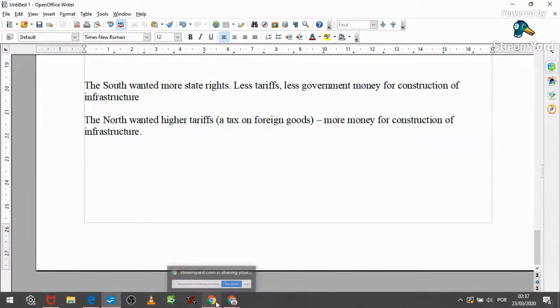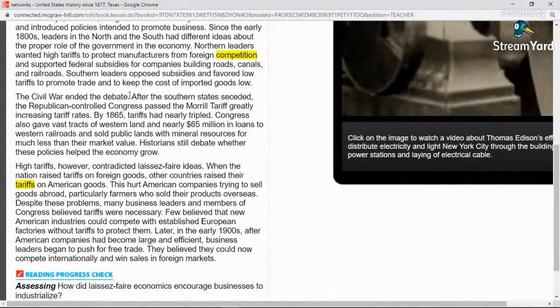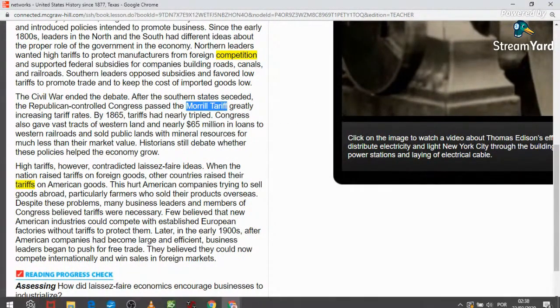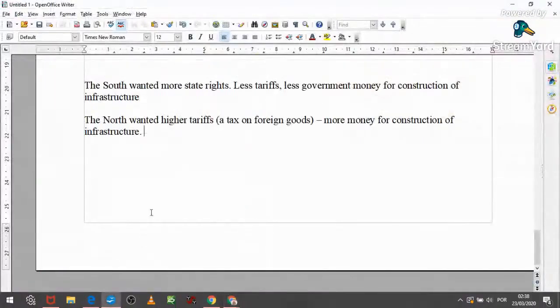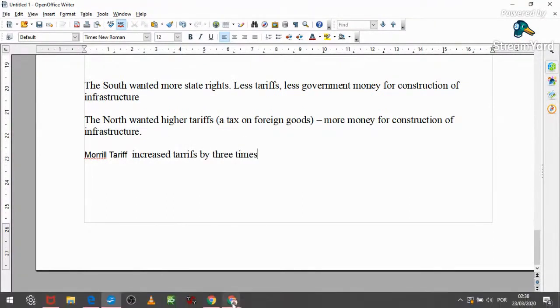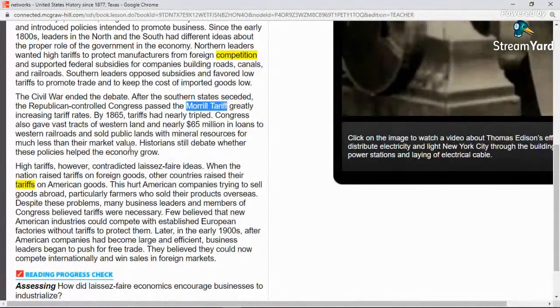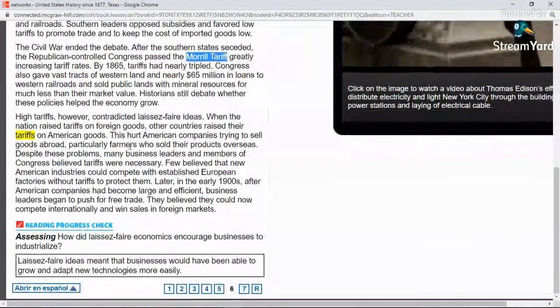They passed that bill, which was called the Morrill Tariff. Okay. Let's put that down. So if you want to put that in some of your notes, increase tariffs by 3 times, right? If I remember correctly, said by 3 times. And they also spent $65 million on getting the railroads built.